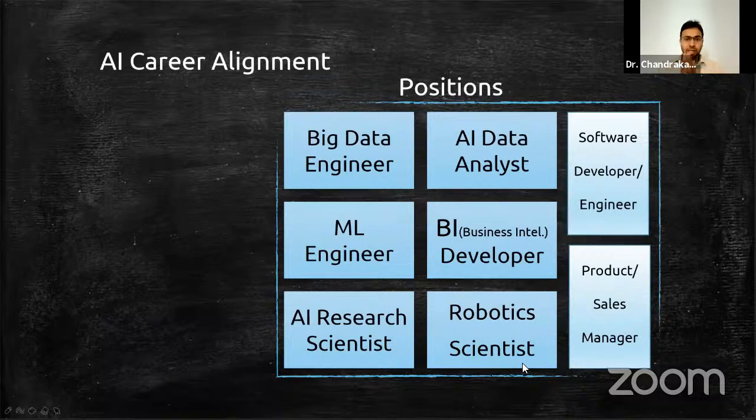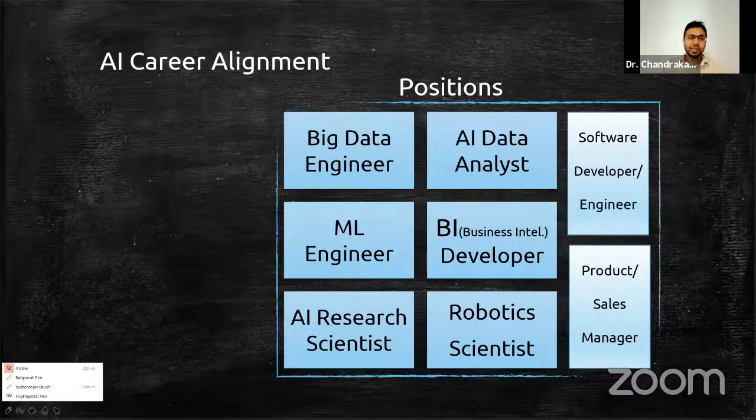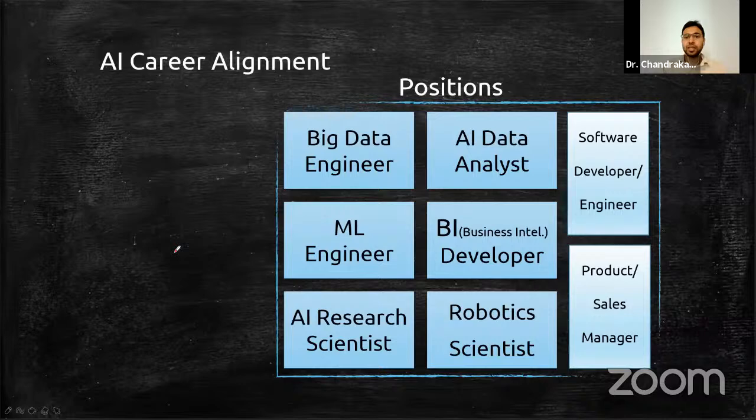If you want to go towards an AI career, there are many opportunities, several positions. Mostly they are concerned with data. So as you see, the first thing here is the big data engineer or AI data analyst, and then you have ML engineers, where you are an expert in machine learning. This is quite new, but very interesting and important: the business intelligence developer. They use AI models to analyze business.